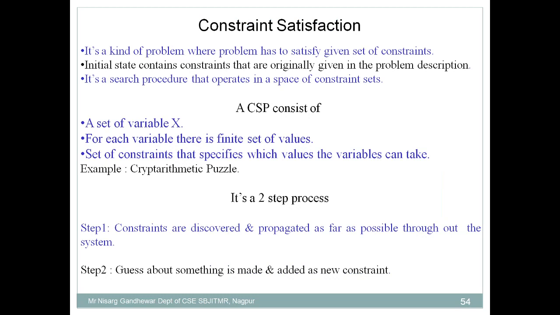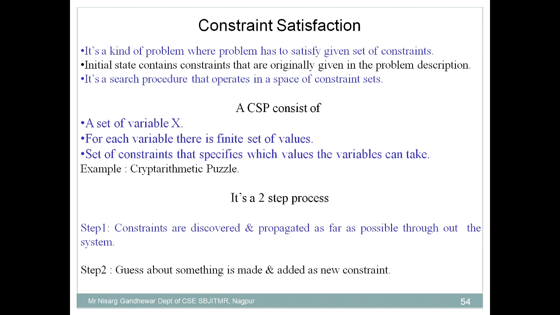Now let's understand what we mean by constraint satisfaction. Actually, constraint satisfaction is a kind of problem where you have to satisfy a set of given constraints. Initially you are given some set of constraints, and following these constraints you need to solve a particular problem. A constraint satisfaction problem consists of a set of variables x, and for these variables you need to set a value. So an example of a constraint satisfaction problem is the cryptarithmetic puzzle.